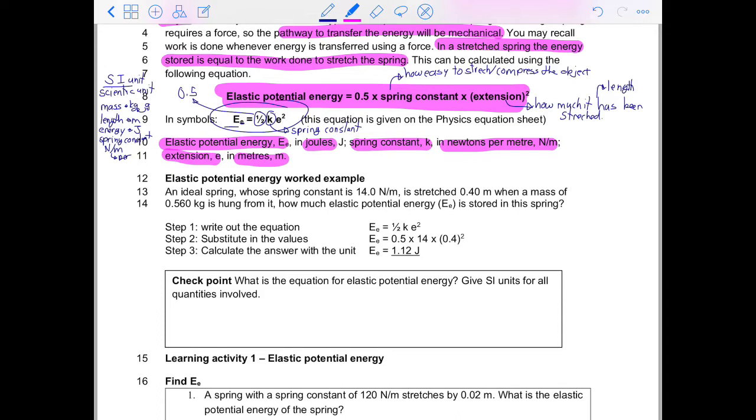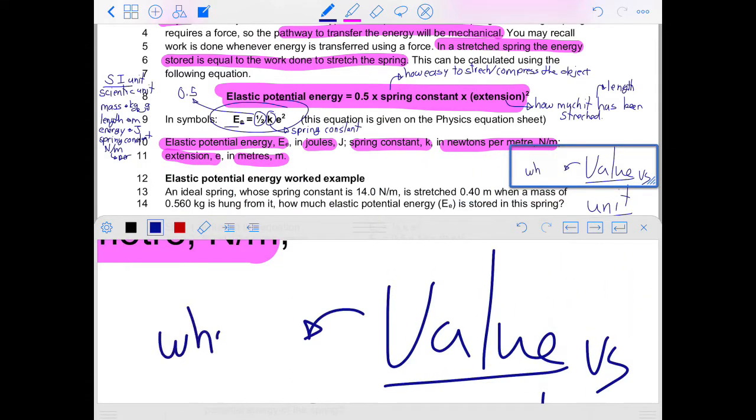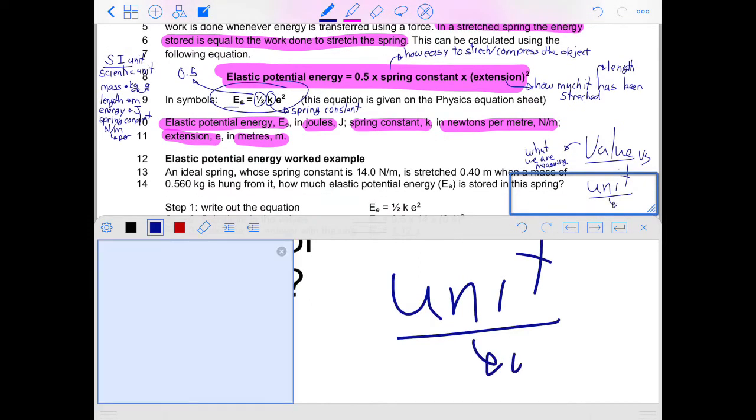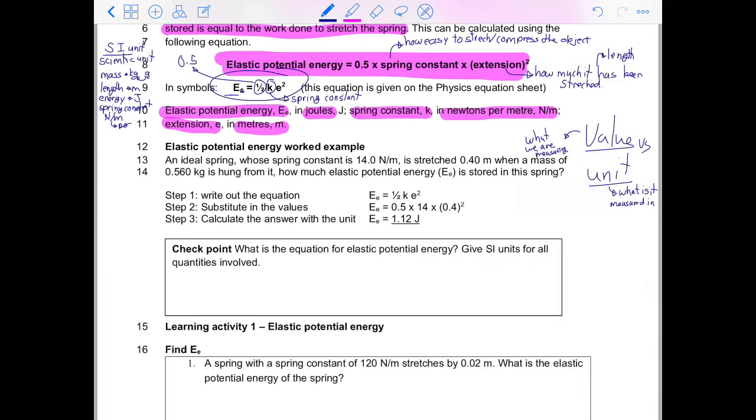So you need to make sure that you keep clear in your head the difference between a value versus a unit. So the value is what we are measuring. So that's the energy, that's the spring constant, that's the extension, versus the unit is what we're measuring it in. Is it measured in kilograms? Is it measured in joules? Is it measured in newtons per meter? So the value versus the unit.